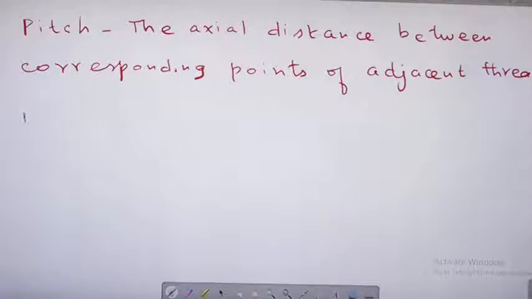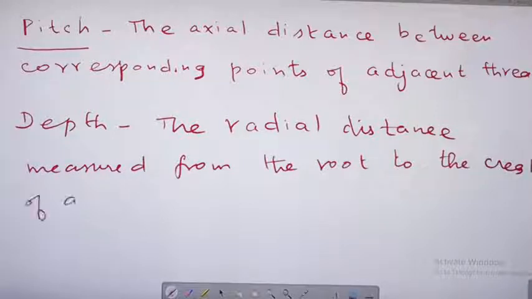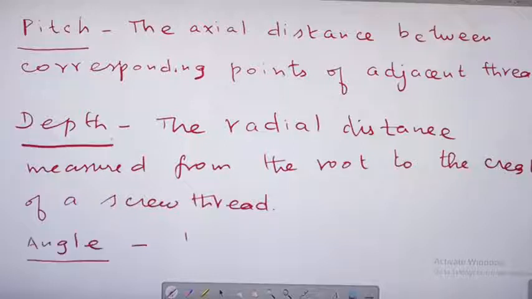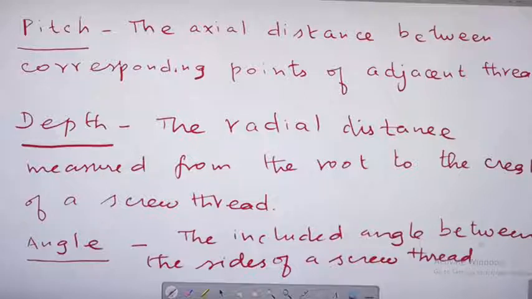Depth is the radial distance measured from the root to the crest of a screw thread. What is angle? The included angle between the sides of a screw thread. So these elements of screw threads are very important in the practice of plumbing.